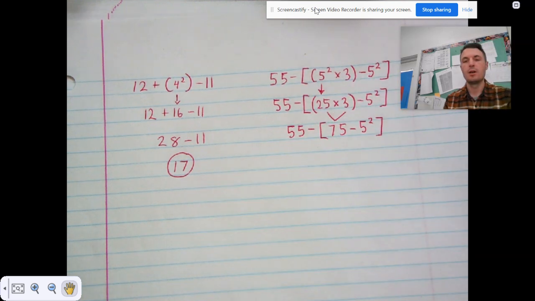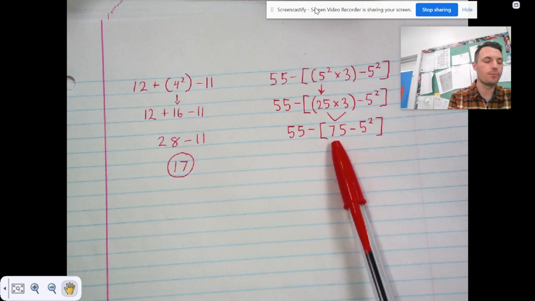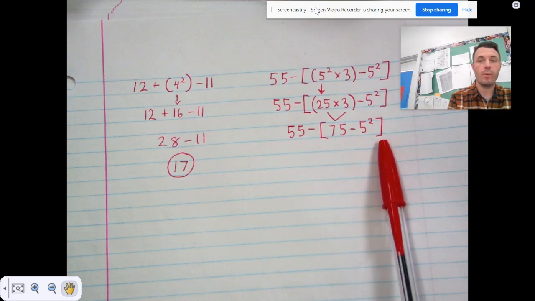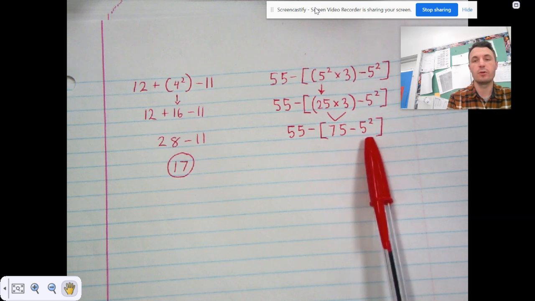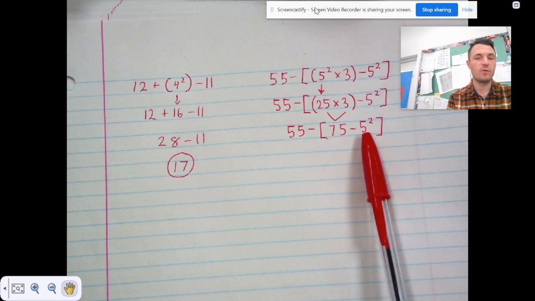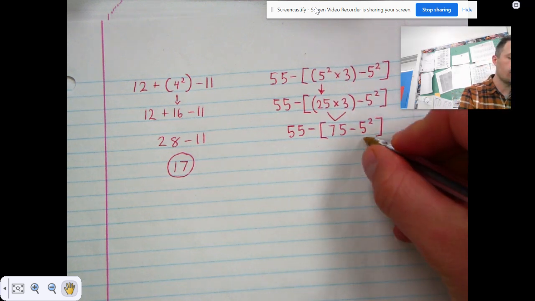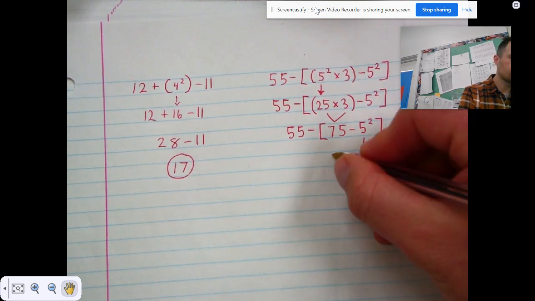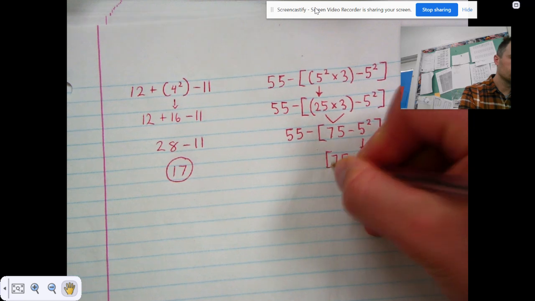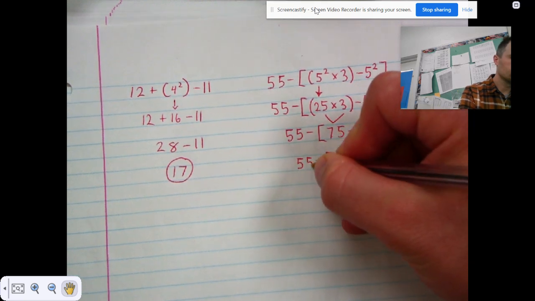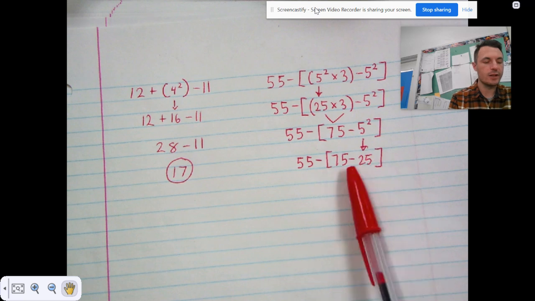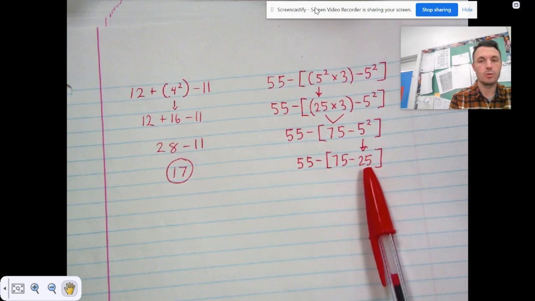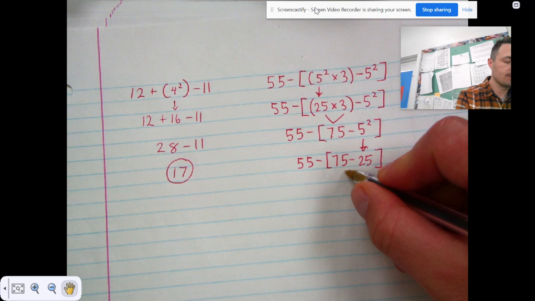And we bring the part of the problem that we haven't solved yet down around the part that we did solve. Now we do what's in brackets, and within that, we also need to follow the order of operations. Doing exponents comes before subtracting. So 5 squared, we already know, is 25. We bring the rest of the problem down. Okay, now we subtract. What's 75 minus 25? It's 50.